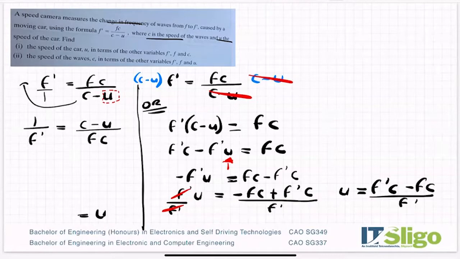How would I have gone about it if I had kept going with this way? Well, I would have multiplied this side by fc and multiplied this side by fc.